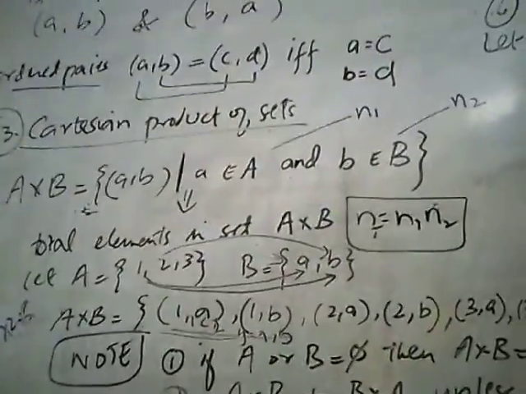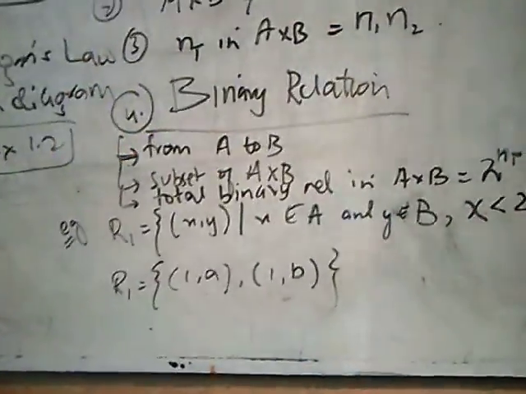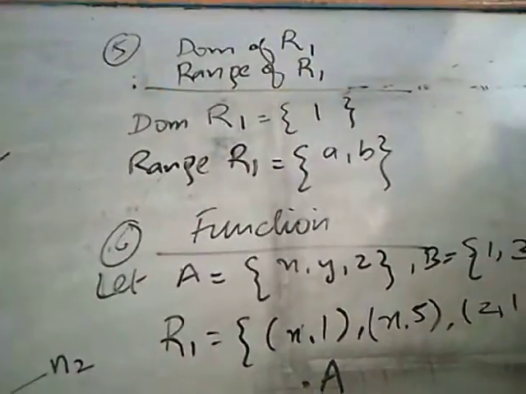Now moving on towards another topic, that is function. What is a function? A function is derived from a binary relation. First we talked about ordered pairs, then the Cartesian product of two sets, which is a set as well. Then we talked about binary relation, which is again a subset of A cross B. Then we talked about the domain and range of a binary relation, and now we are moving on towards function. So a function is any binary relation that obeys certain rules or conditions.